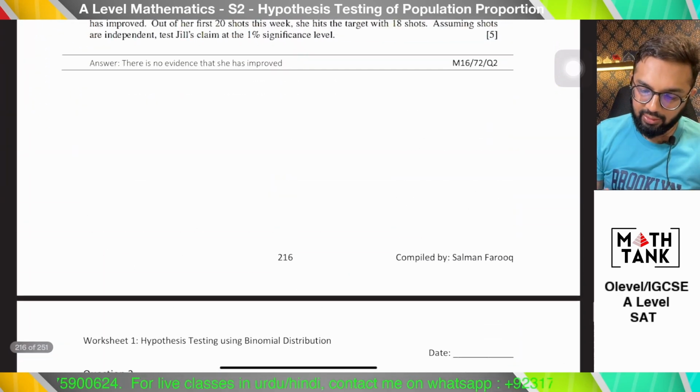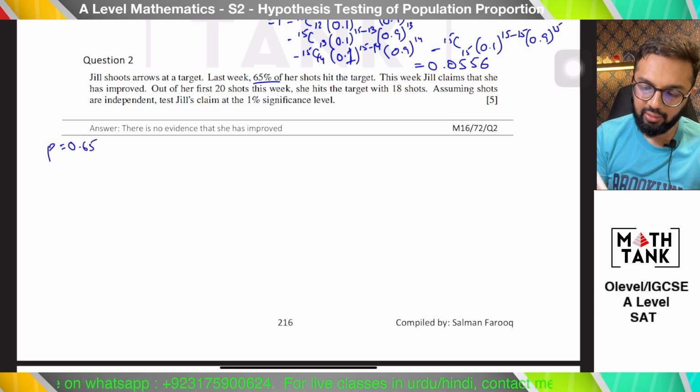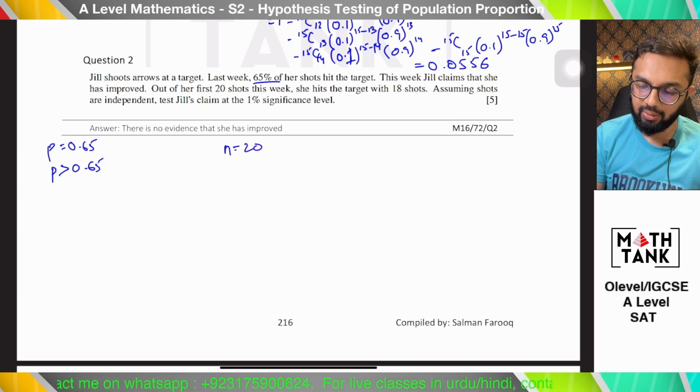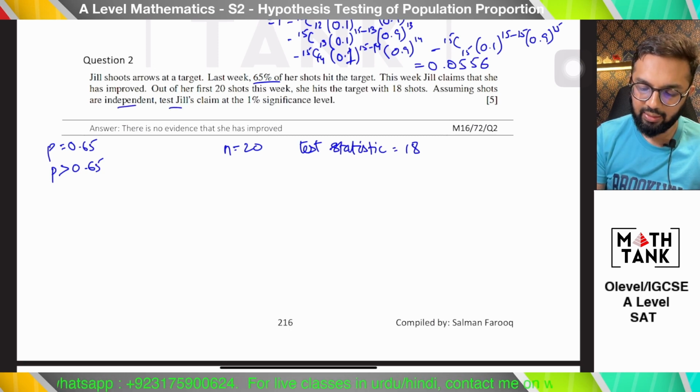Then it says Jill shoots an arrow at the target. Last week, 65% of her shots hit the target. This week, Jill claims that she has improved, so it should be greater than 0.65. Out of her first 20 shots this week, she hits the target with 18, so her test statistic is 18. Assuming shots are independent, test Jill's claim at the 1% significance level.